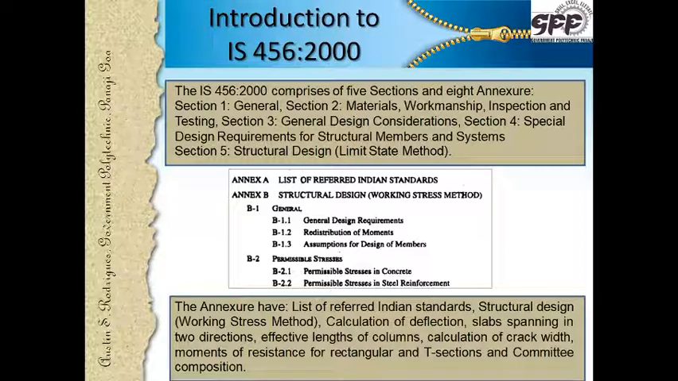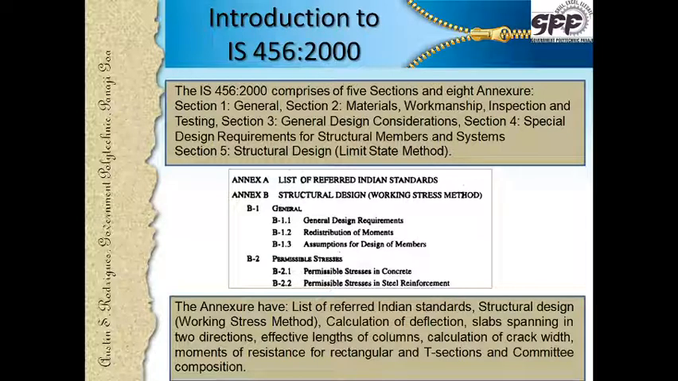Section 3 deals with general design considerations. These give the general parameters of design. Everything is brought into one group over here in the general design considerations. We will see it shortly. Section 4 deals with the special design requirements for structural members and systems, anything which is specially done, such as architectural requirements, which are special. So what is to be done in those types of things is dealt with in section number 4.